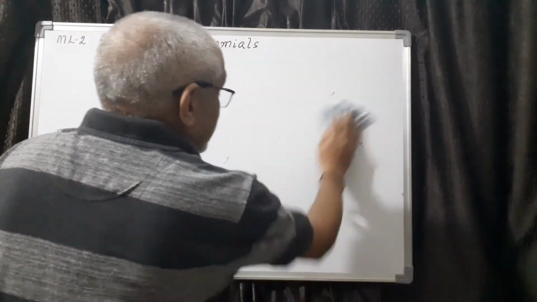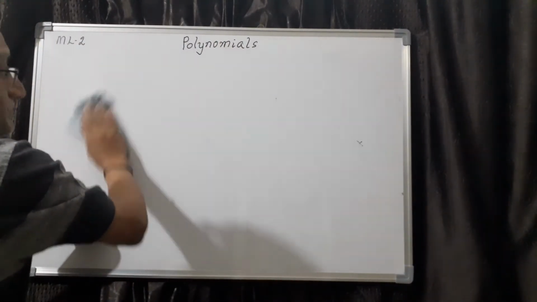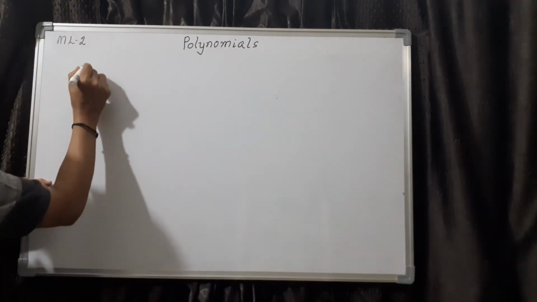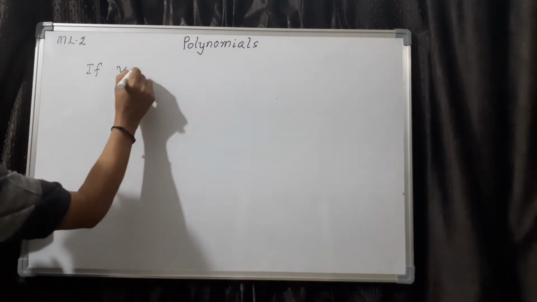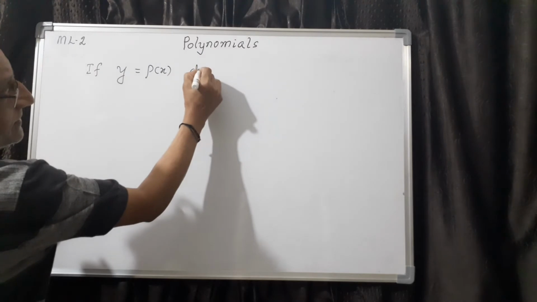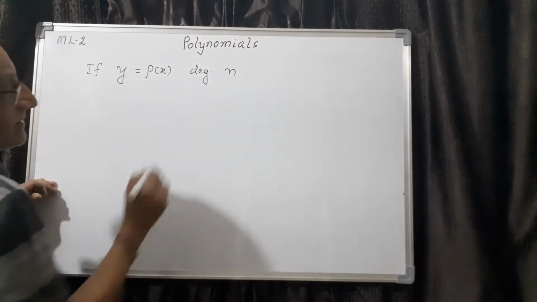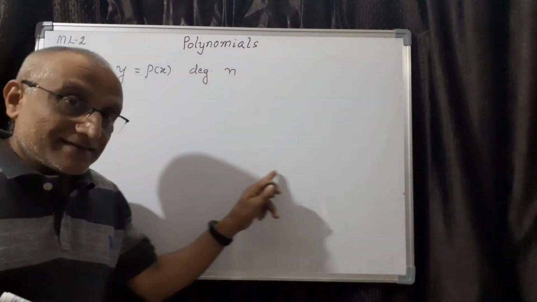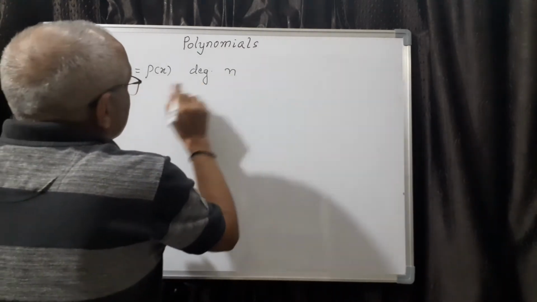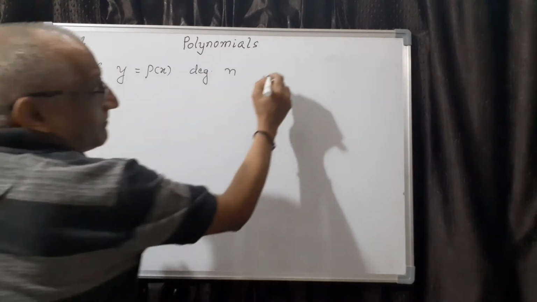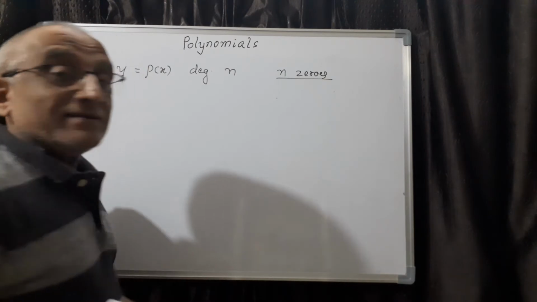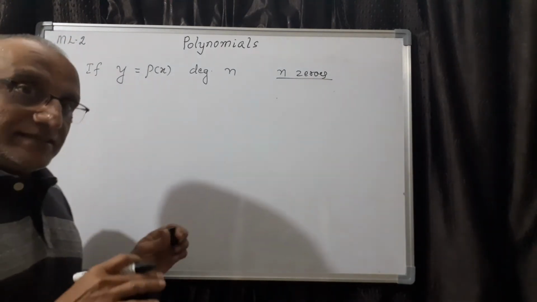Therefore, I can conclude like this now. A generalization can be taken like this. If y is a polynomial, say y equal to p of x, of degree n, then it can cut the x-axis at maximum n points. That means a given polynomial of degree n can have maximum n zeros. So this is actually called the fundamental theorem of algebra, but it is not stated in the textbook.